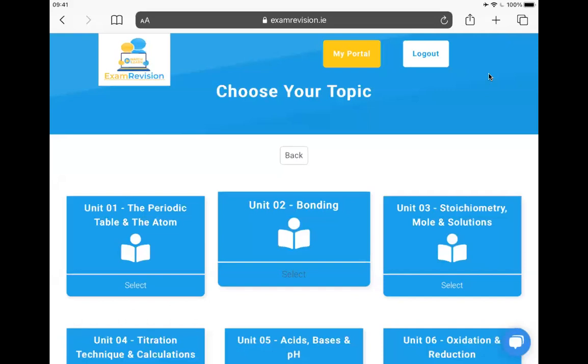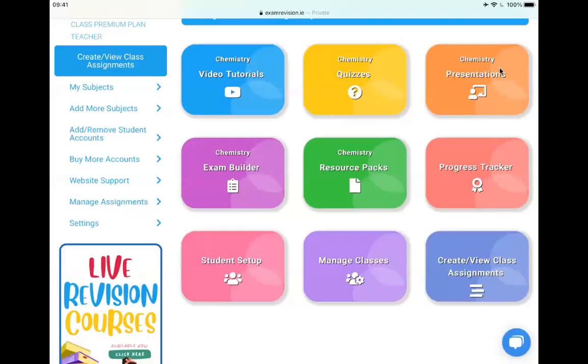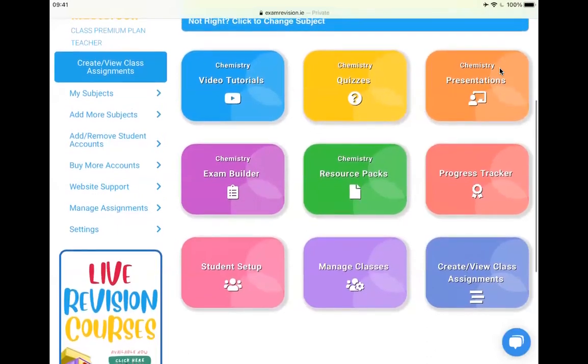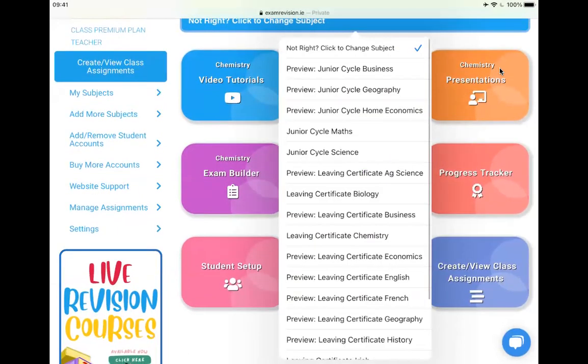So this is what the ExamRevision website looks like. When you log into the ExamRevision website, this will be what you'll see. This is what you would see if you log in and sign up to ExamRevision. ExamRevision has multiple subjects that you can choose from, and this is a list of them here.